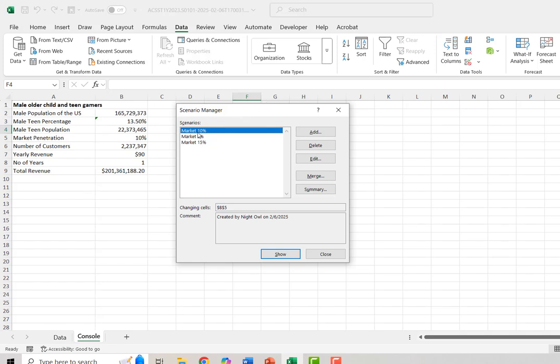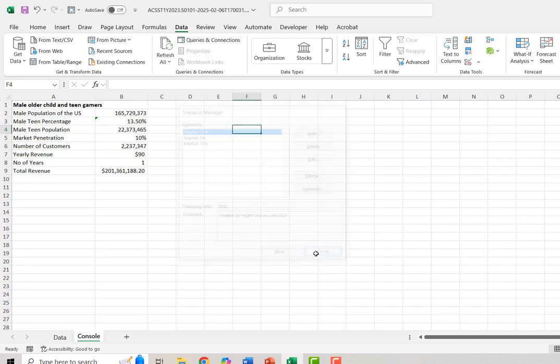So what we can do now is, if we click 10%, nothing's actually going to change. But if we click 5% and click show, we will actually get the revenue if we only got 5% market penetration. If we got 15%, we can show the revenue there. Obviously, you would have lots of different scenarios involving multiple variables. This is quite simple, but the idea is you can set up different business scenarios, put in the variables, and see what the profit is going to be.